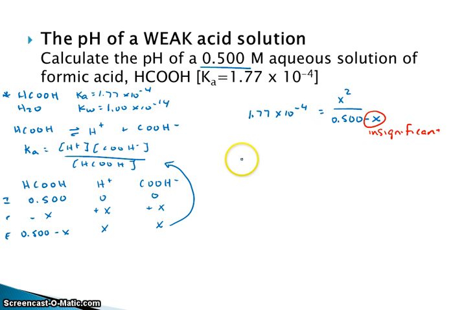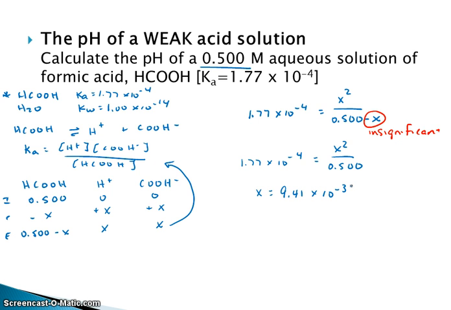So what we have is 1.77 times 10 to the minus 4 equals X squared over 0.500. So we're going to multiply both sides now by 0.500, take the square root of both sides, and that will give us X. So X is going to equal 9.41 times 10 to the negative 3.